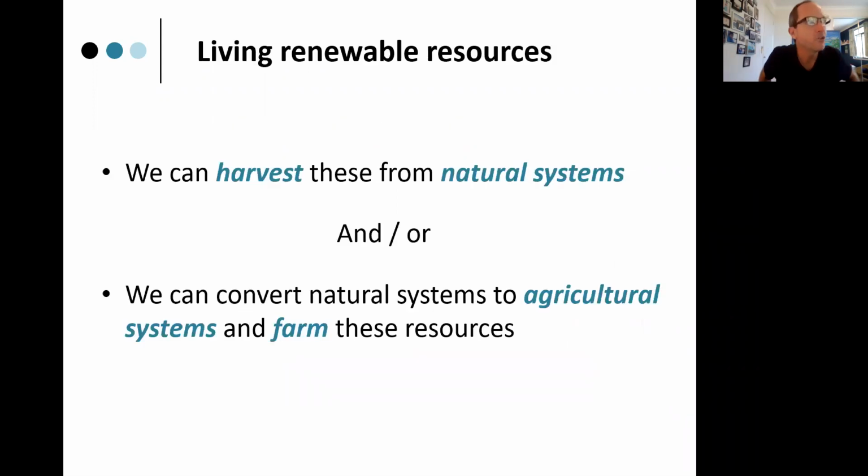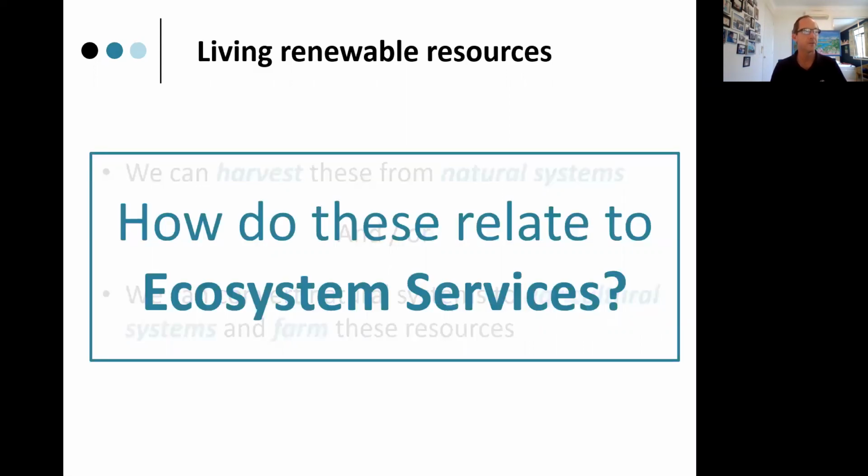So the living renewable resources are those we can harvest and or we convert natural systems to agricultural systems and farm them. So today I'm going to skip over the farming side of things and just focus on the natural. So how do these renewable resources relate to the ecosystem services?